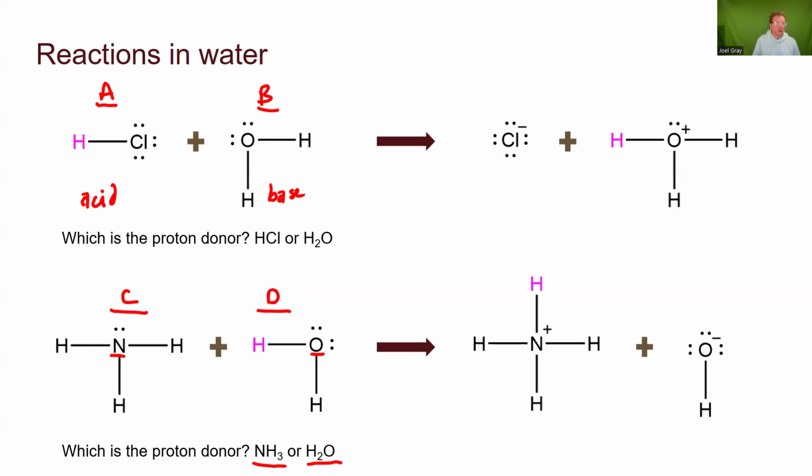How many protons or how many hydrogens does nitrogen have around it as a reactant, and how many does it have around it as a product? Well, as a reactant, it has 3 hydrogens. And then as a product over here, it's got 4 hydrogens. So did that donate or accept? If it donated, then it should have less. But as a product, it has more hydrogens. So what that means is that water, D, is donating a proton. And therefore C is accepting.